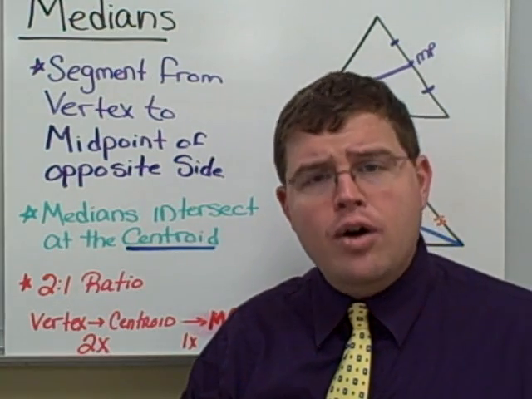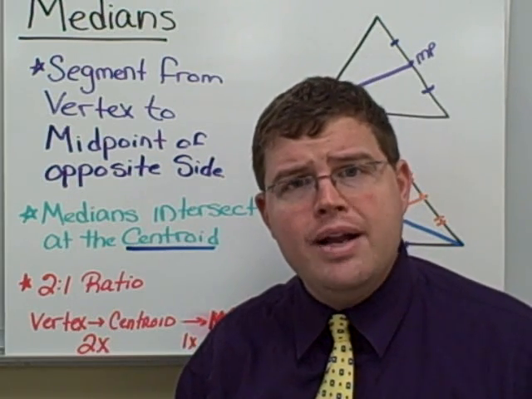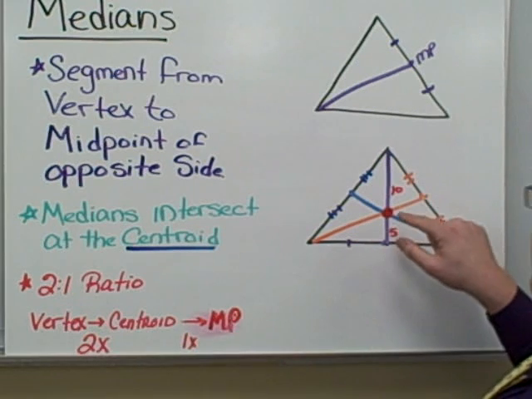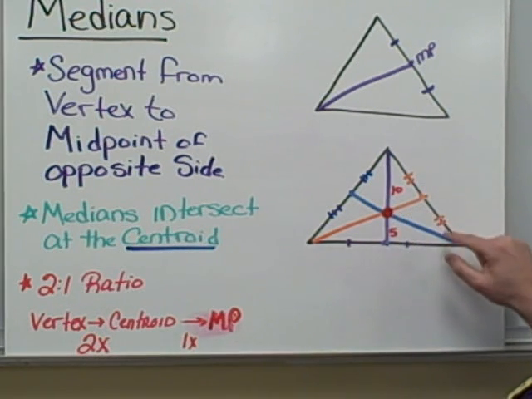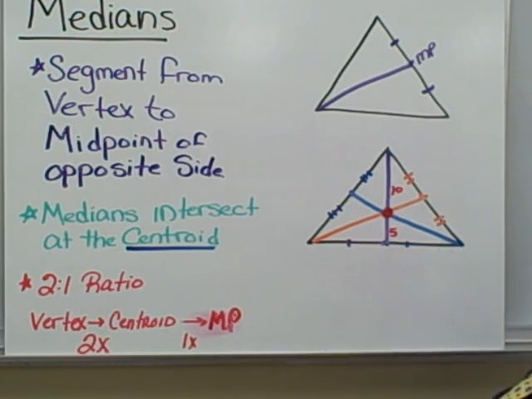Now, when we have all 3 medians drawn, they intersect at a common point called the centroid. The centroid is right here in this triangle, and it's formed again by all 3 medians. They intersect in one place.